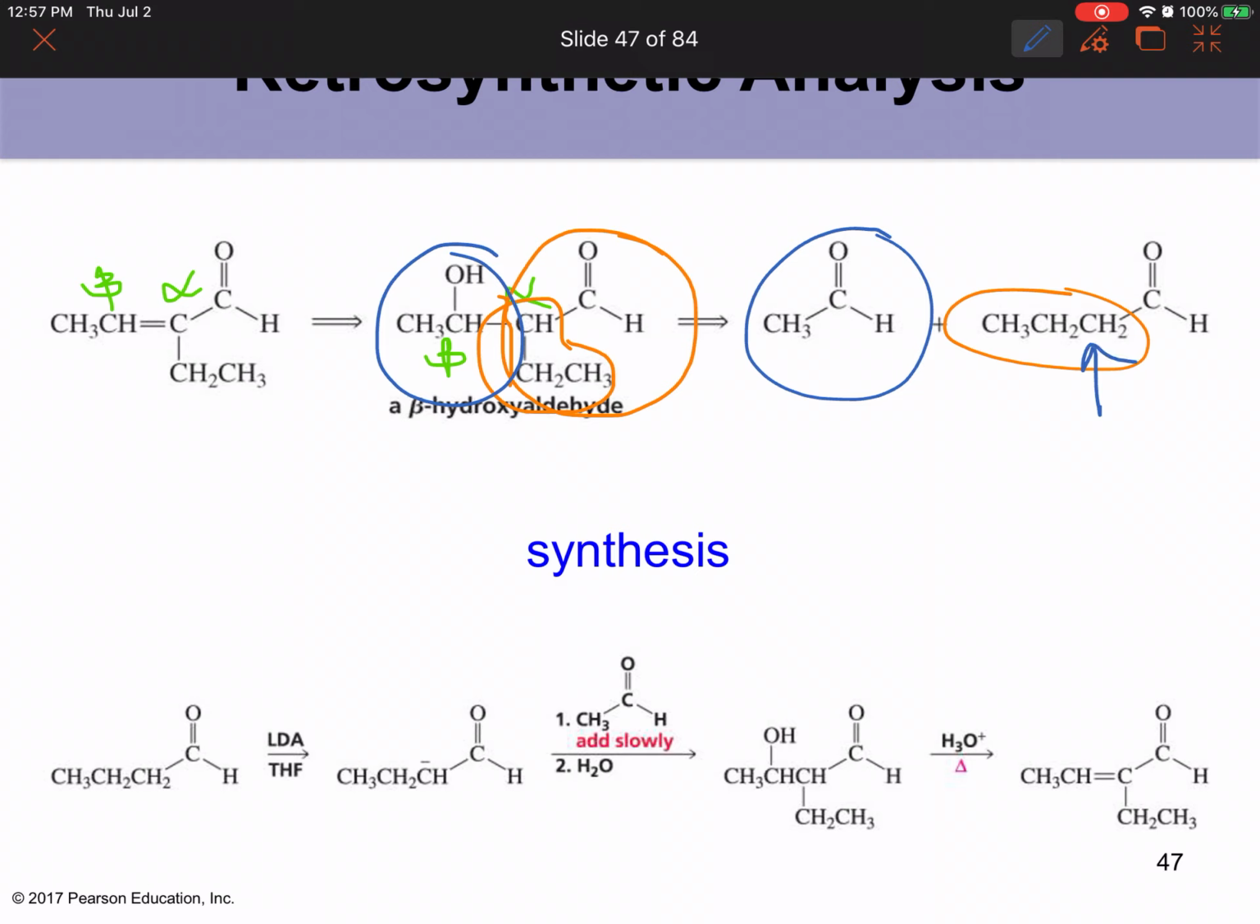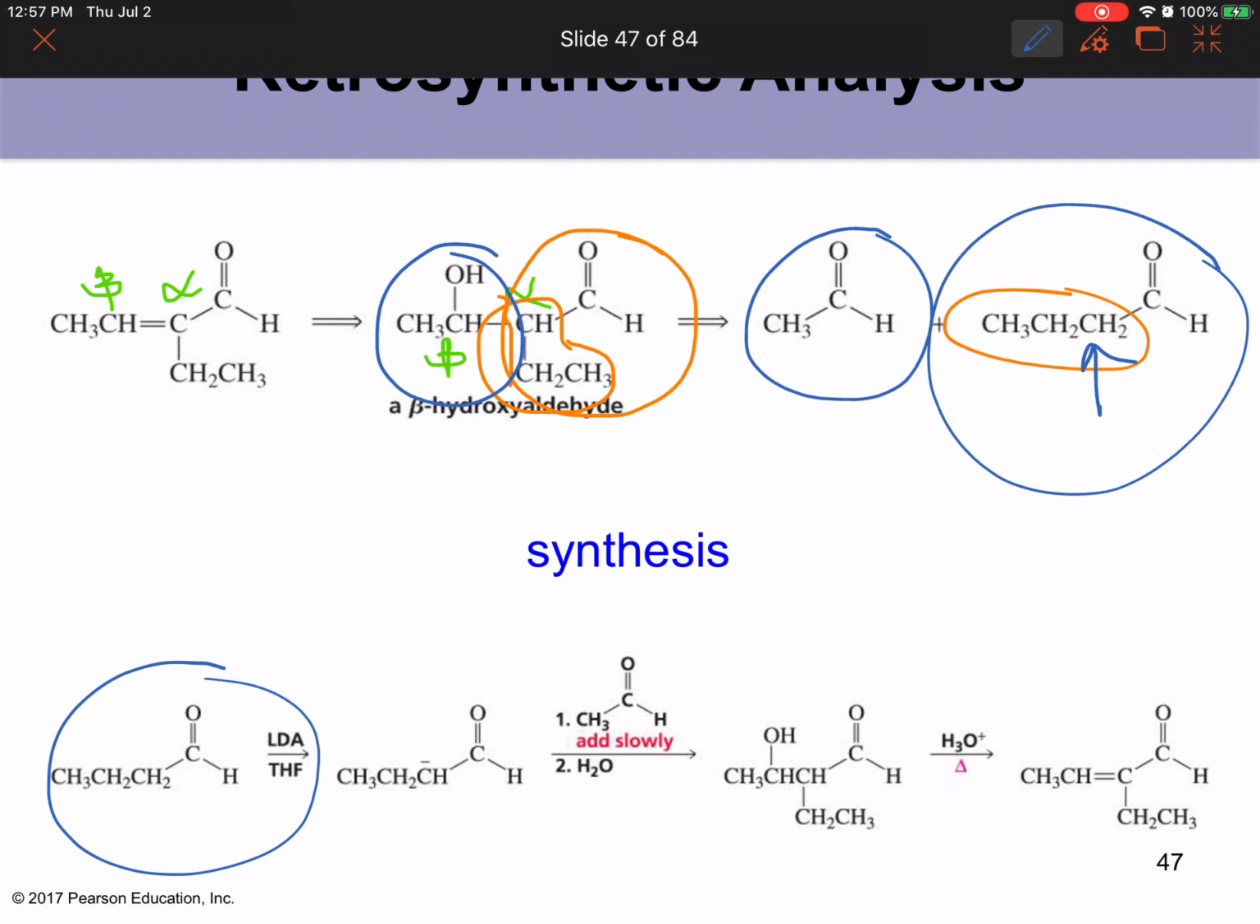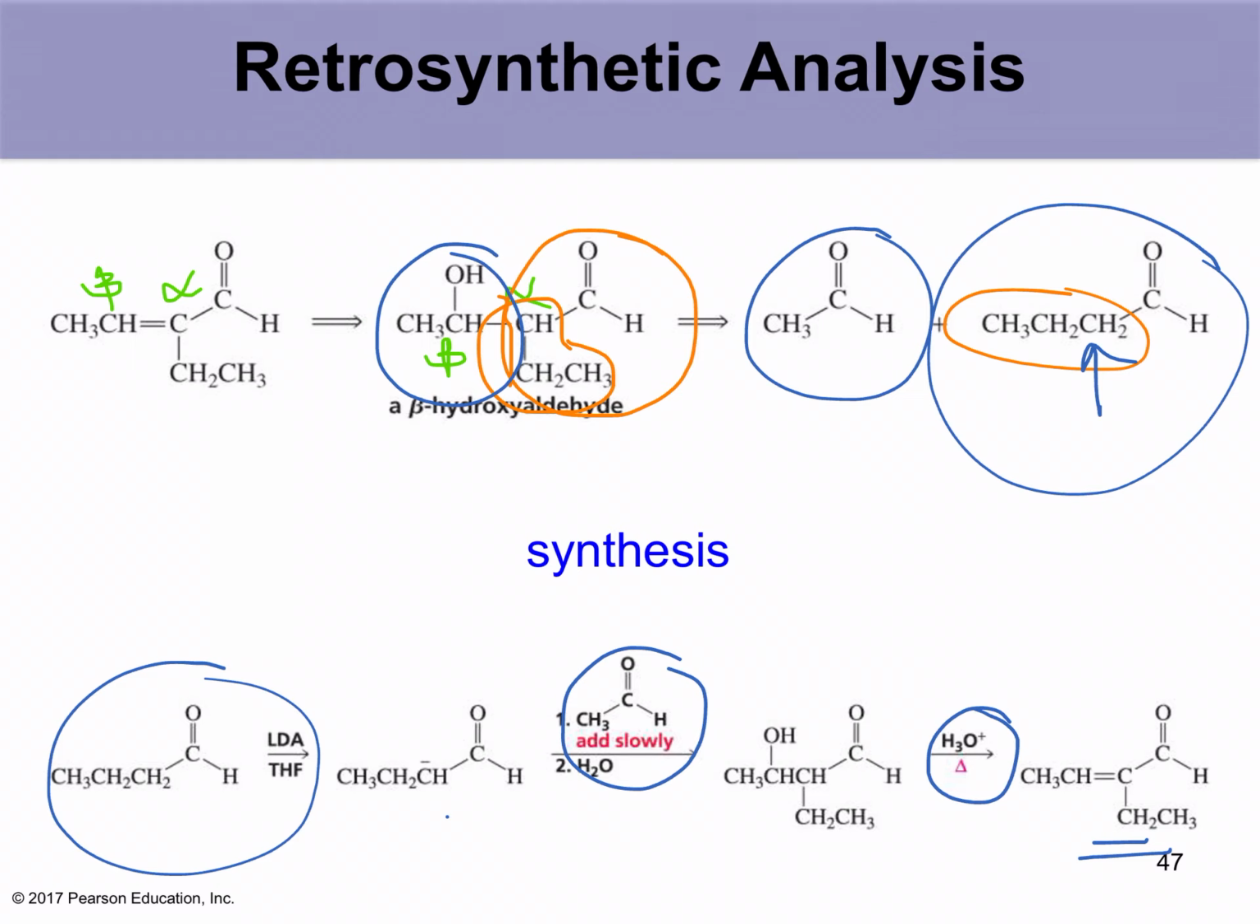So you take this molecule over here, you add LDA to form the enolate, and this reacts slowly with acetaldehyde, which is this one, to make the alpha beta hydroxy aldehyde. And then when you heat it in the presence of an acid, you can have the alpha beta unsaturated aldehyde. So that's the retrosynthesis, meaning going back and see how we can get the forward reaction. If you are given a starting product, and find out how would you synthesize this molecule.